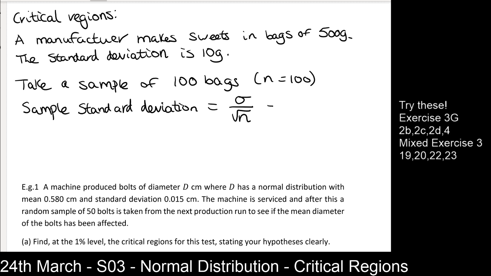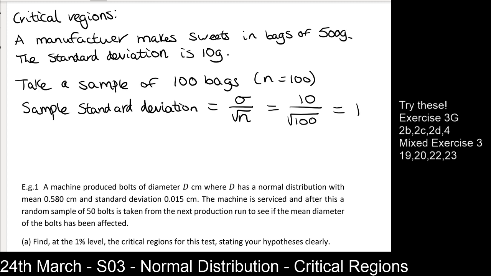Now in our example, sigma we're told is 10, and n is just the number of items we have, the number of bags that we're taking in our sample, which is 100. So I do 10 divided by the square root of 100, and I get 1. Almost like I picked nice numbers for this to work out as 1.